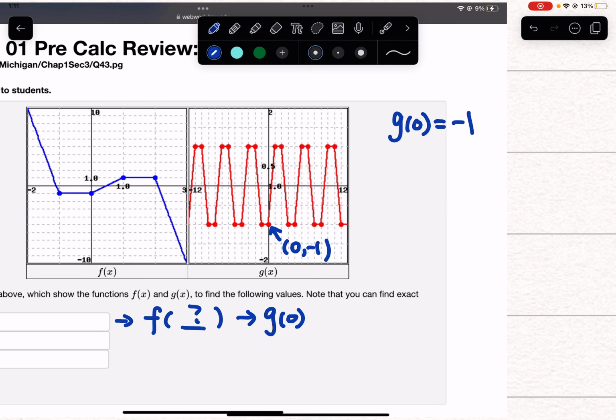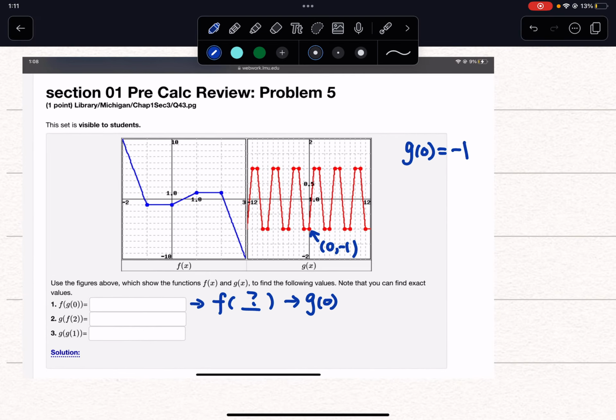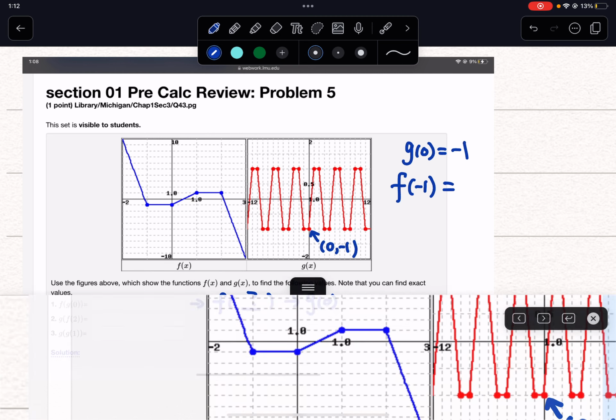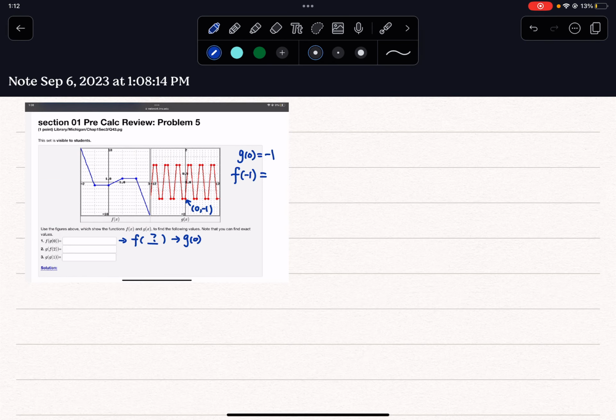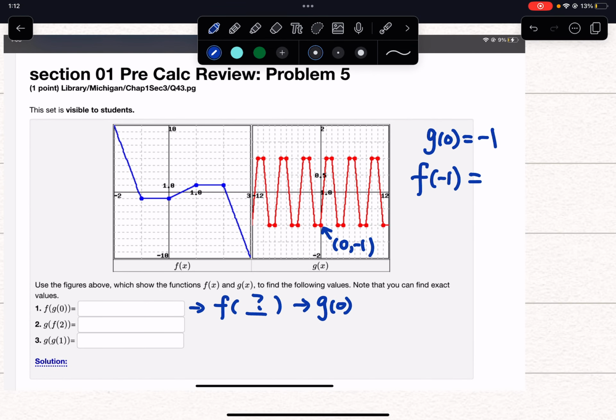So once I find that, I realize when the function asks me what's f of g of 0, it's actually asking me what's f of -1. So I go to the graph of f, and I find when the input is -1, my bad. When the input is -1, my output is also -1. This point in particular is -1, -1. So I ended up with -1. So that's how we can do the calculation.